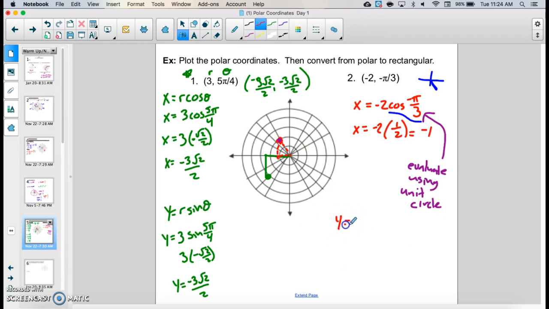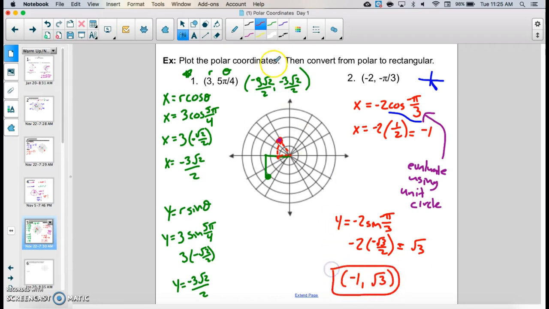Then for the y, we have negative 2 sine negative pi over 3. So we've got negative 2 times root 3 over 2. And in the fourth quadrant, that would be negative. So the 2's cancel, and we end up with a positive root 3. So my rectangular coordinates here are negative 1, root 3. So on the homework, when it asks you to convert from polar to rectangular, that's the method that I would use.